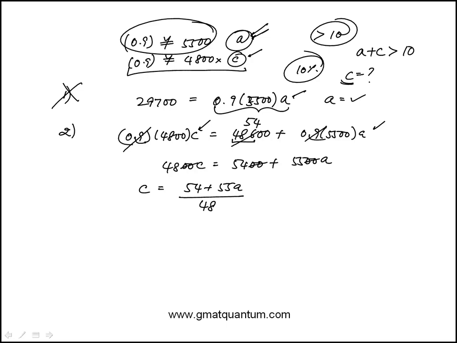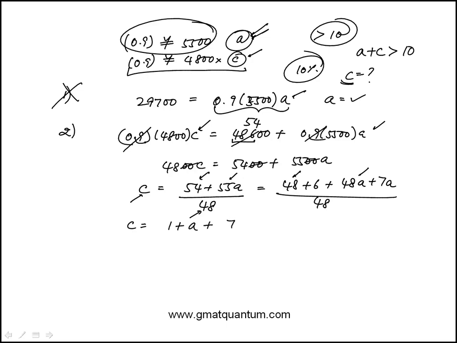Now the question is, how do we come up with integer values that would satisfy this? So the way I do it, I'll show you that method, and perhaps there are other easier ways to do it, but this is kind of how I approach this, is split this into multiples of 48 because we know C has to be an integer. So 48 plus 6, same thing here, 48A plus 7A. So I know that when I divide these terms by 48, those become integers. So that would be 1 plus A plus (7A plus 6) over 48. Now this needs to be an integer.